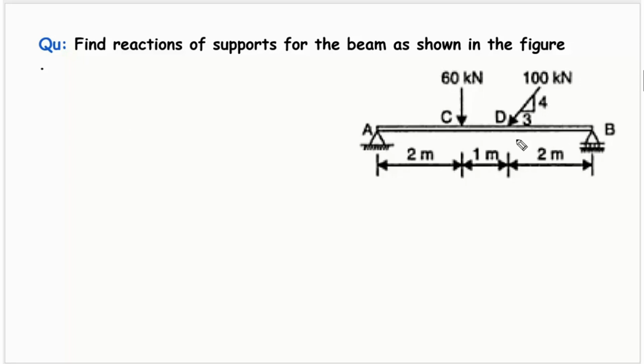This beam AB is a simply supported beam having hinge support at point A and the roller support at point B. And there are two forces. One is a vertical force of 60 kN acting at point C and another force of 100 kN acting at point D. And this force is inclined at a certain angle.